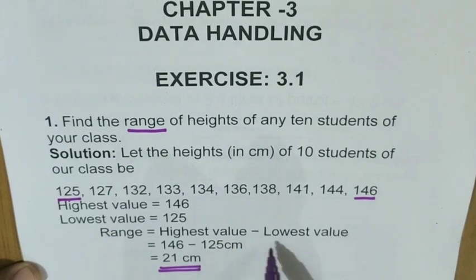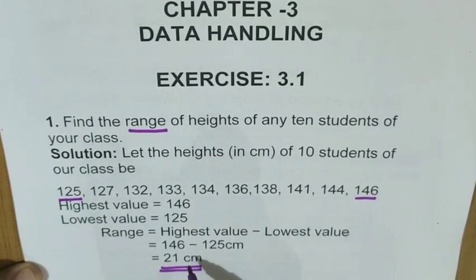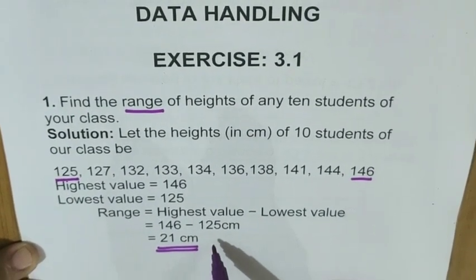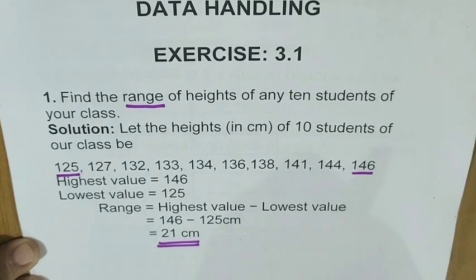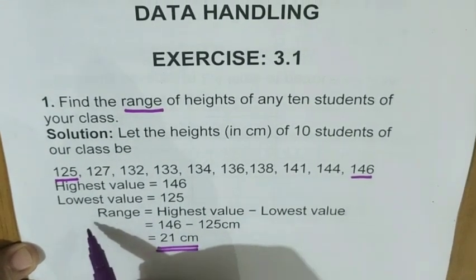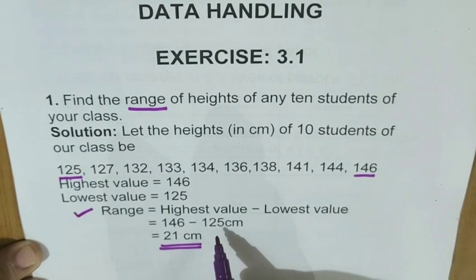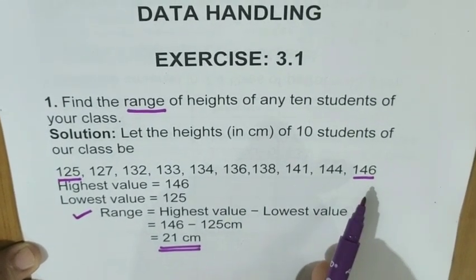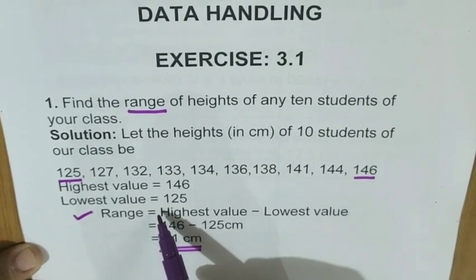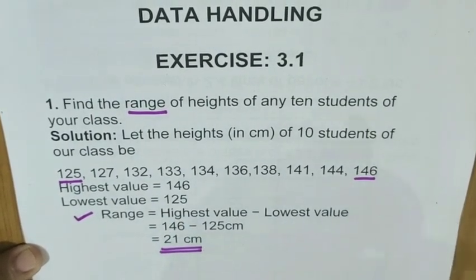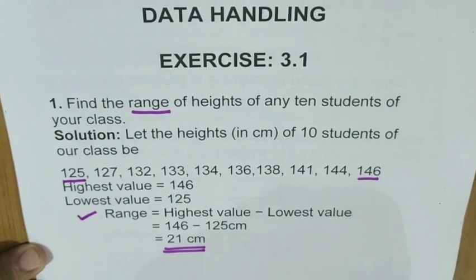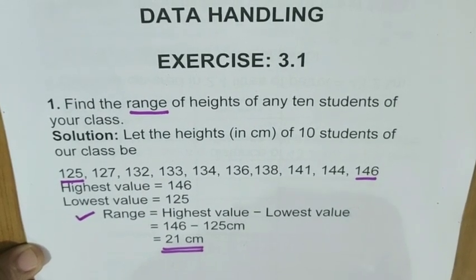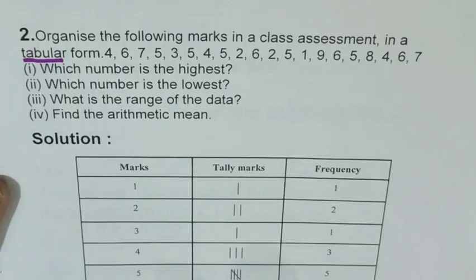Range equal to highest value minus lowest value, that is equal to 146 minus 125, that is equal to 21 centimeter. So what is the formula for range? Range is equal to highest value minus lowest value. So we identified which is the highest, that is 146, and which is the lowest, 125. So just take the difference, it is equal to range. Here in this question the value is equal to 21 centimeter.